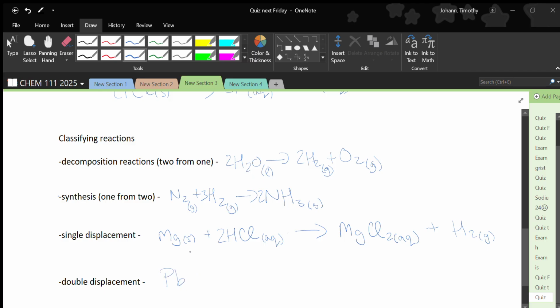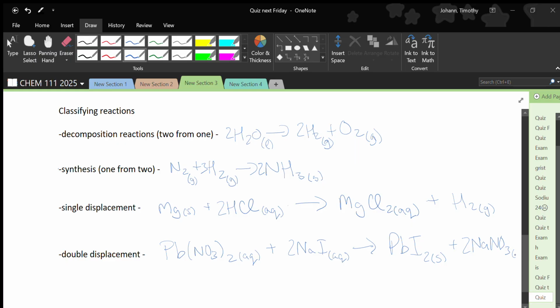So I've got lead. I'm going to make this lead 2. It could be lead 2 or lead 4. And so that means I'm going to need 2 nitrates to go with it. Lead nitrate, which will be aqueous, plus 2 sodium iodides, which are also going to be aqueous. And that can go to make lead iodide, which is this yellow solid, and then 2 sodium nitrates, which are going to be aqueous because they dissolve.